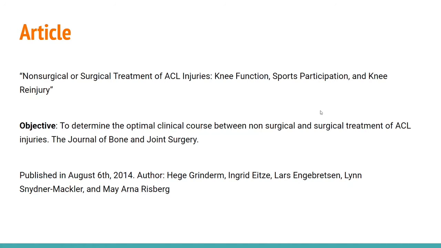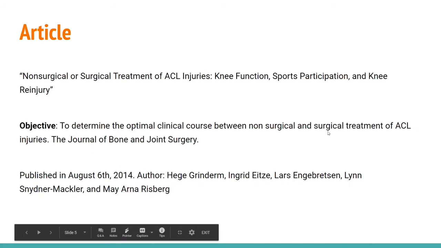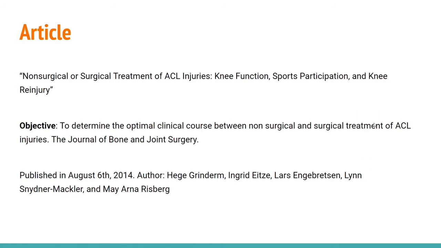The article that I'm using to compare the surgical and non-surgical treatment of ACL injuries is titled "Non-Surgical or Surgical Treatment of ACL Injuries, Knee Function, Sports Participation, and Knee Injury." The objective of the article was to determine the optimal clinical course between non-surgical and surgical treatment of ACL injuries. The article was published on August 6, 2014.